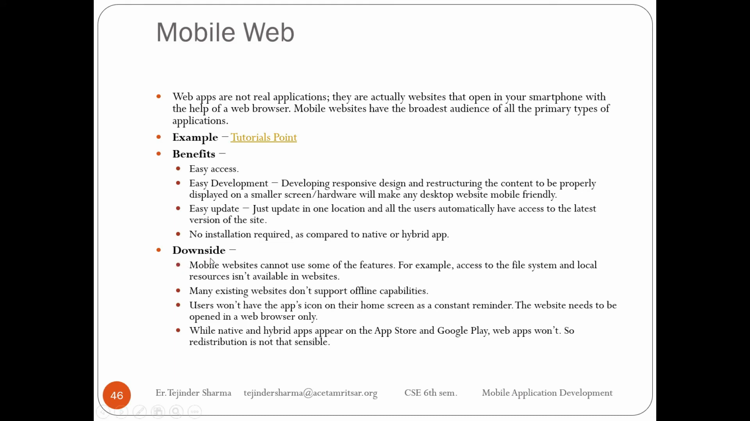So the downside, meaning the drawbacks: mobile websites cannot use some of the features, that is, local access to the file system or resources is not available. Some existing apps do not support offline capabilities. Then users won't have the app icon on their home screen as a constant reminder. So they need to be opened in the web browser only, while native and hybrid apps appear in the App Store or Google Play Store. So redistribution is not there for the mobile web apps.